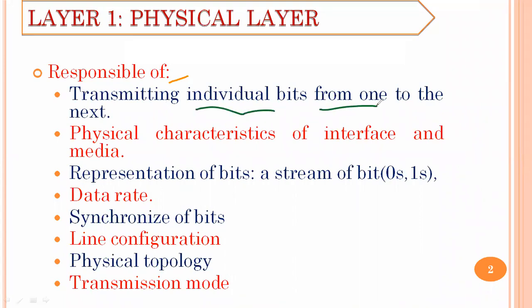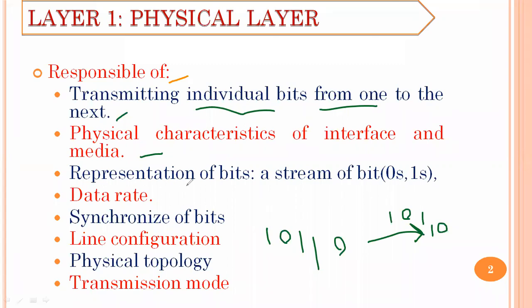This physical layer is responsible for transmitting the individual bits from one node to the next. Like we have bits such as 1, 1, 0, and they will be transmitted like this: 0, 0, then followed by 1, then again 1, then 0, and then 1. It is also responsible for the physical characteristics of the interface and medium, so it handles the interface as well as the media on which the data is being transferred.